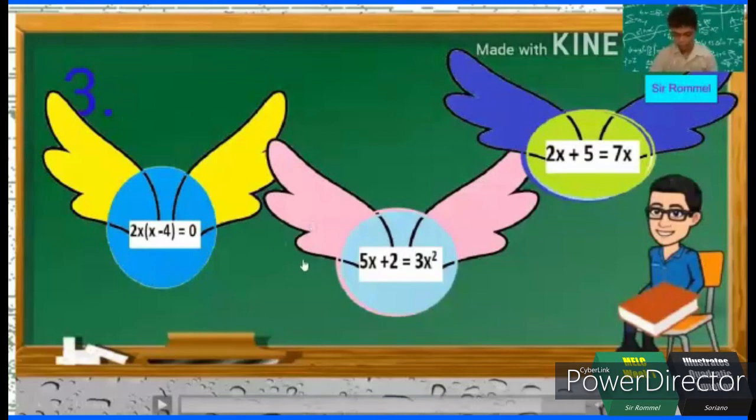Na-observe natin na ang di belong sa group ay yung mga variable na may exponent na 1. Now, we will study the equation whose highest exponent of the variable is 2. So, students, let's begin.